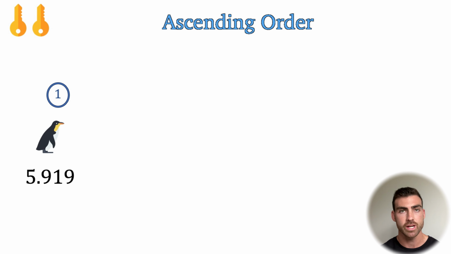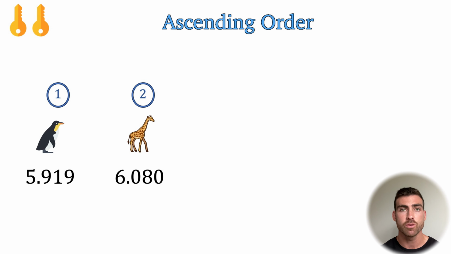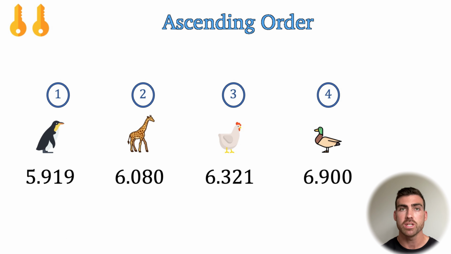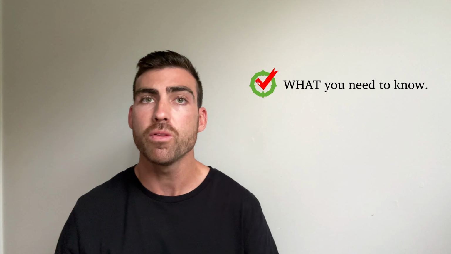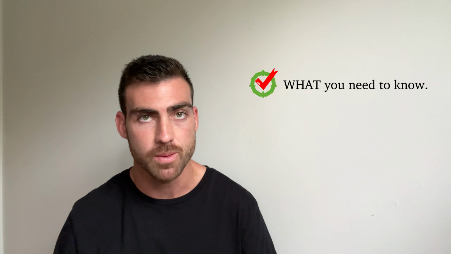Rewriting in ascending order, we have 5.919, 6.080, 6.321, 6.900. You now know all the key information on this concept.